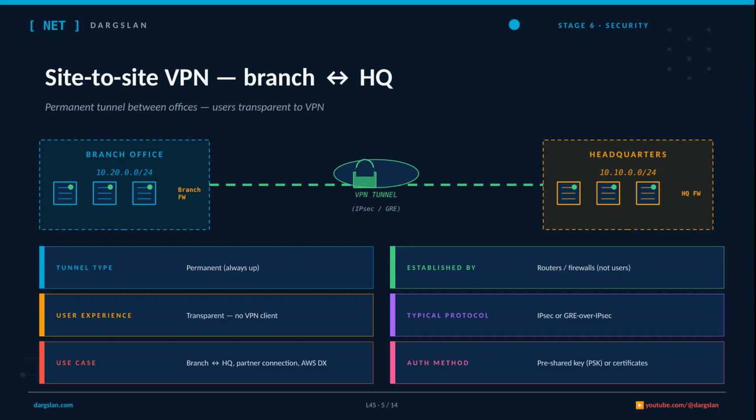Now let's see where that encryption actually lives, starting with the first major VPN flavor, site to site. Picture a branch office on 10.20.0.0/24 needing to reach headquarters on 10.10.0.0/24. Instead of every employee launching a VPN client, the branch firewall and the HQ firewall hold a permanent tunnel between them, typically IPsec, sometimes GRE over IPsec, authenticated with a pre-shared key or certificates. Users on either side just send traffic to the other subnet as if it were local. The routers handle all the encryption silently in the background.